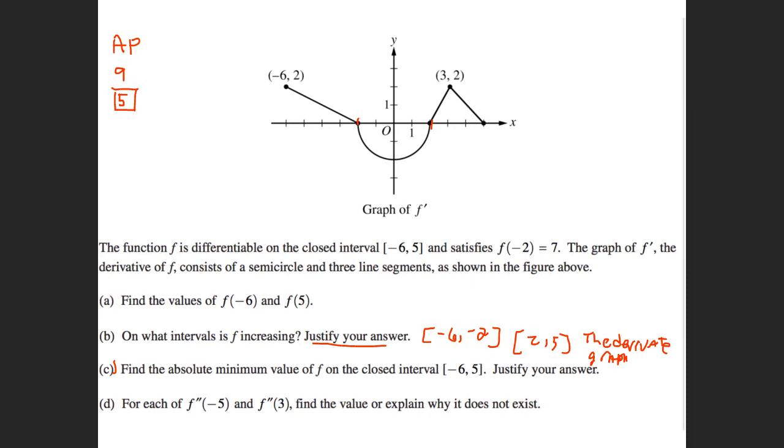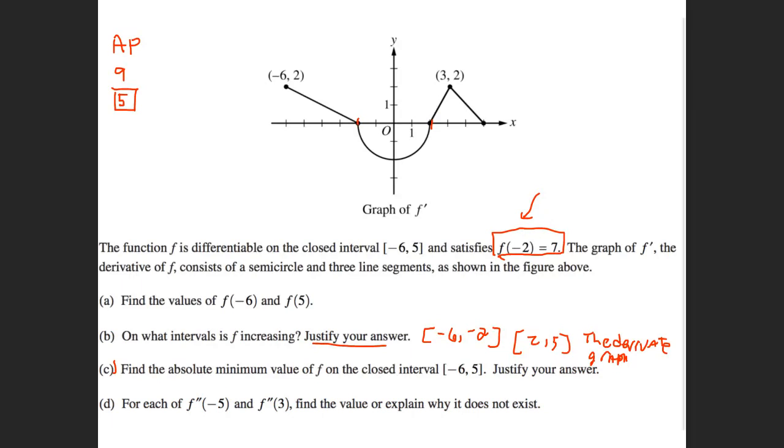Okay, so part A wants us to find f of -6 and f of 5. They gave us a function. It says the function is differentiable between -6 and 5, and it satisfies this piece of information right here. This is really important, because this is how we're going to write our integral out, because the integral is the area underneath the curve. Well, at -2, it equals 7.